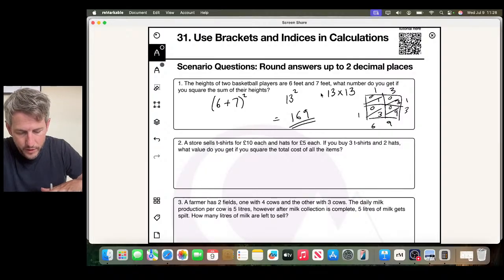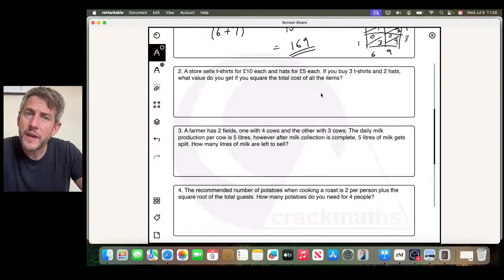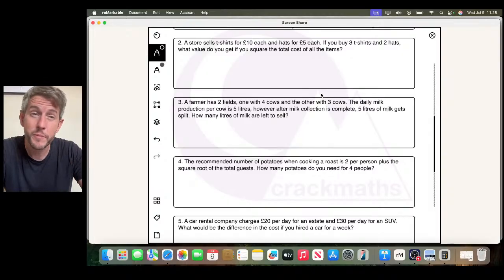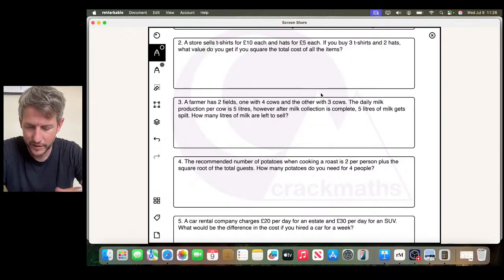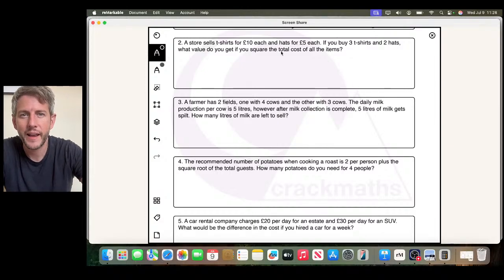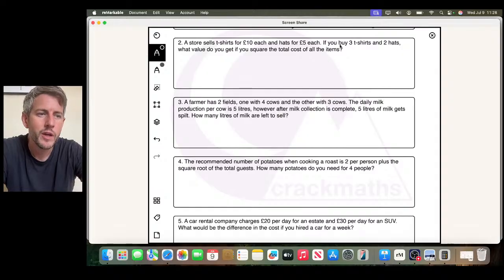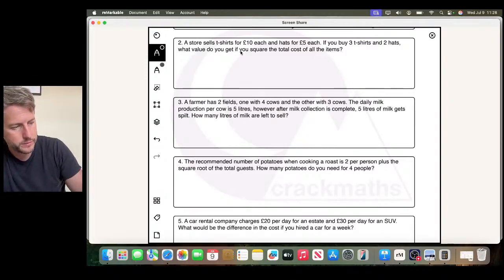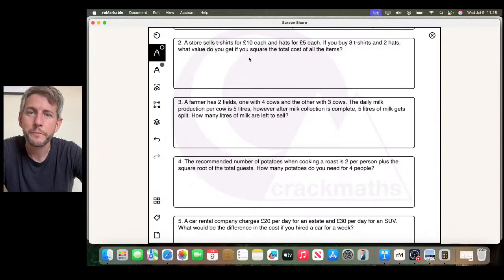Okay, right. Remember, if it's a calculator question, and most of them are, you can just use your calculator, okay? So let's have a look at question 2. A store sells t-shirts for £10 each and hats for £5 each. If you buy 3 t-shirts and 2 hats, what value do you get if you square the total cost of all items?